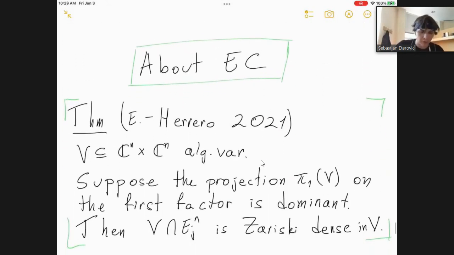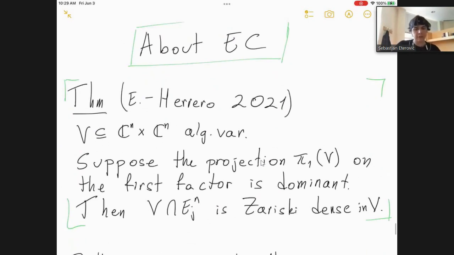So with Sebastian Herrero, we already showed that there are certain kinds of varieties for which it is known that existential closedness holds. Specifically, if you have a variety, and this time you project to the first factor, and you get a dominant projection, meaning that the dimension of the projection of V is n. If that's the case, then the intersection between V and the graph of the J function is Zariski dense in V. So V does satisfy existential closedness.